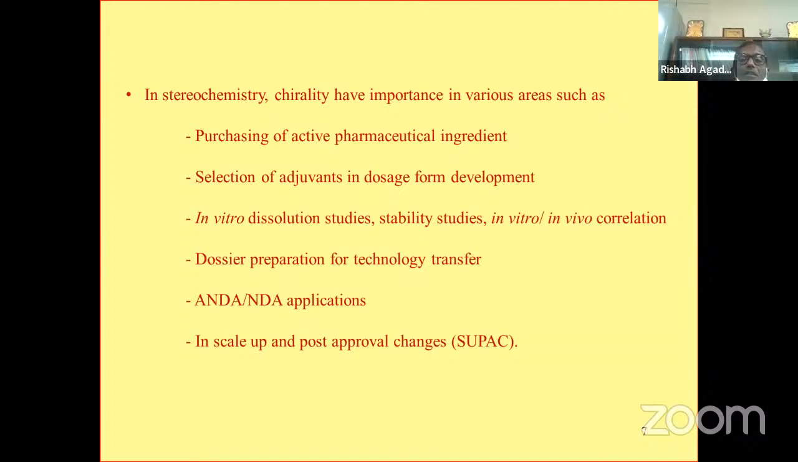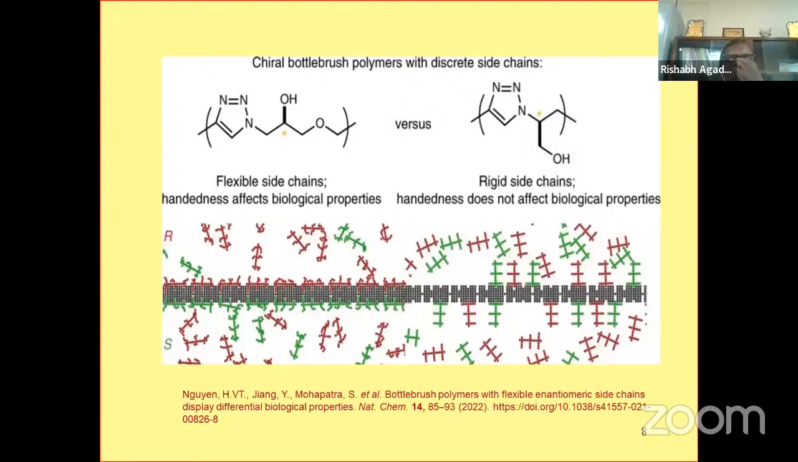Now in stereochemistry, chirality has importance in various areas such as purchasing of active pharmaceutical ingredients, selection of adjuvants in dosage form development, in vitro dissolution studies, stability studies, in vitro or in vivo correlation, dossier preparation for technology transfer, then your ANDA applications or NDA applications, and in scale up and post approval changes. So these are the things that are required for stereochemistry.